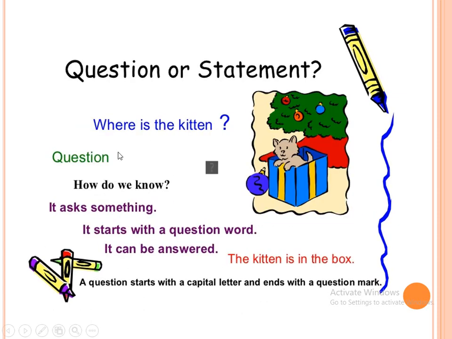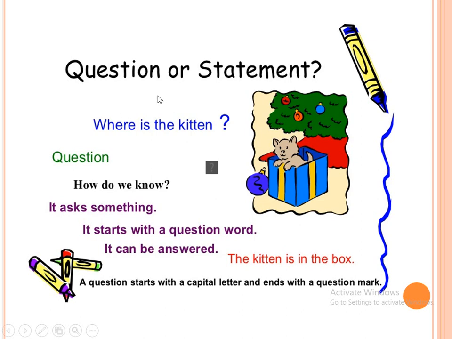Where is the kitten? Where is the kitten? Yeah, the kitten is in the box. I'm asking you, where is the kitten? Can you see the kitten? It's in the box. Very good. Now, because you can answer this one, so it's a question or a statement?